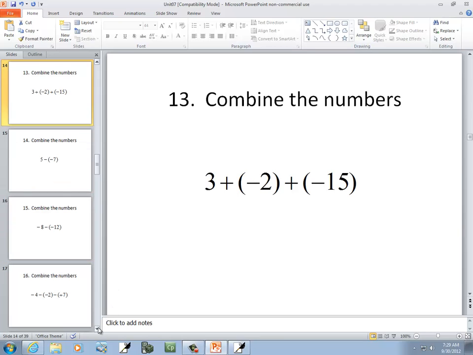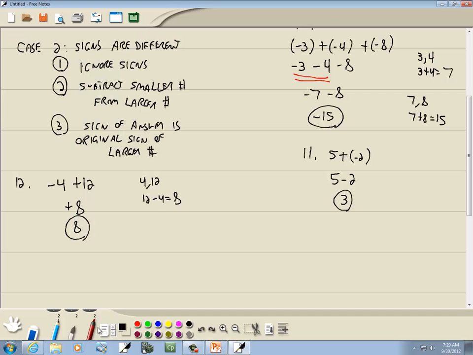Let's look at this problem. We've got 3 plus negative 2 plus negative 15. Well, here we got a positive parentheses negative. So the signs are different, that's a negative, so that's minus 2. Plus parentheses minus becomes a minus, so that's negative 15. And we're just going to combine numbers together. So I'll start with these first ones here.